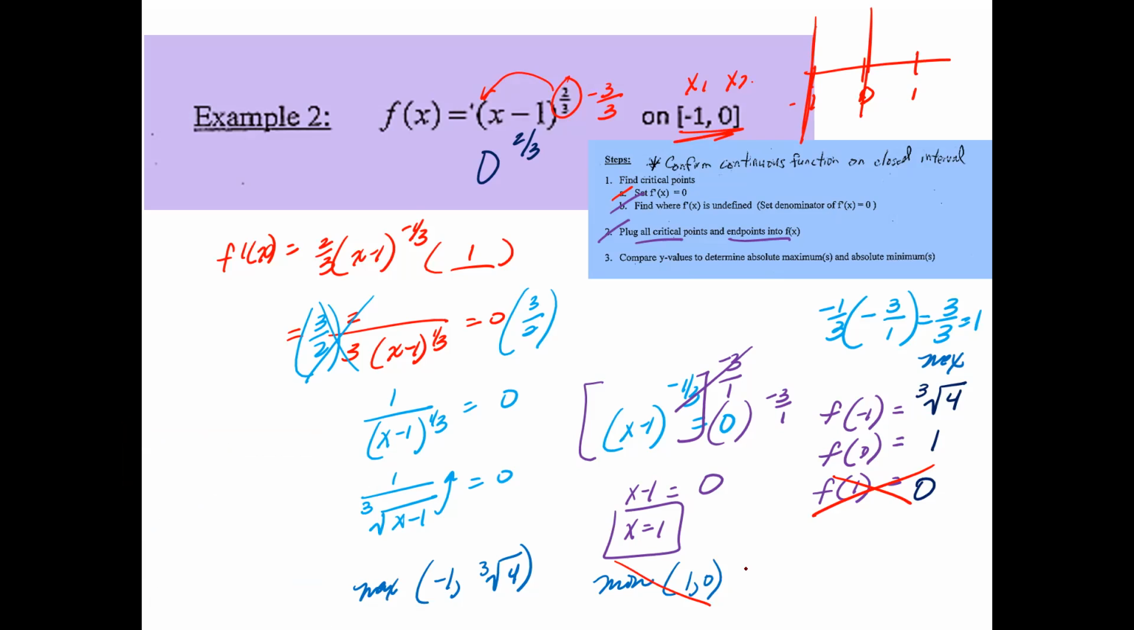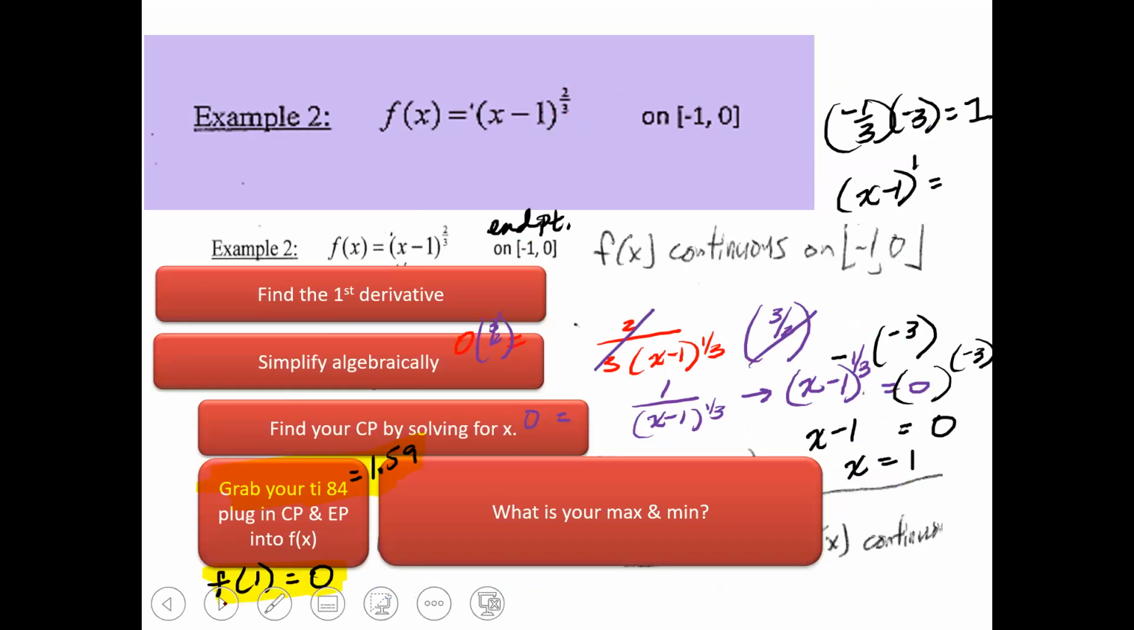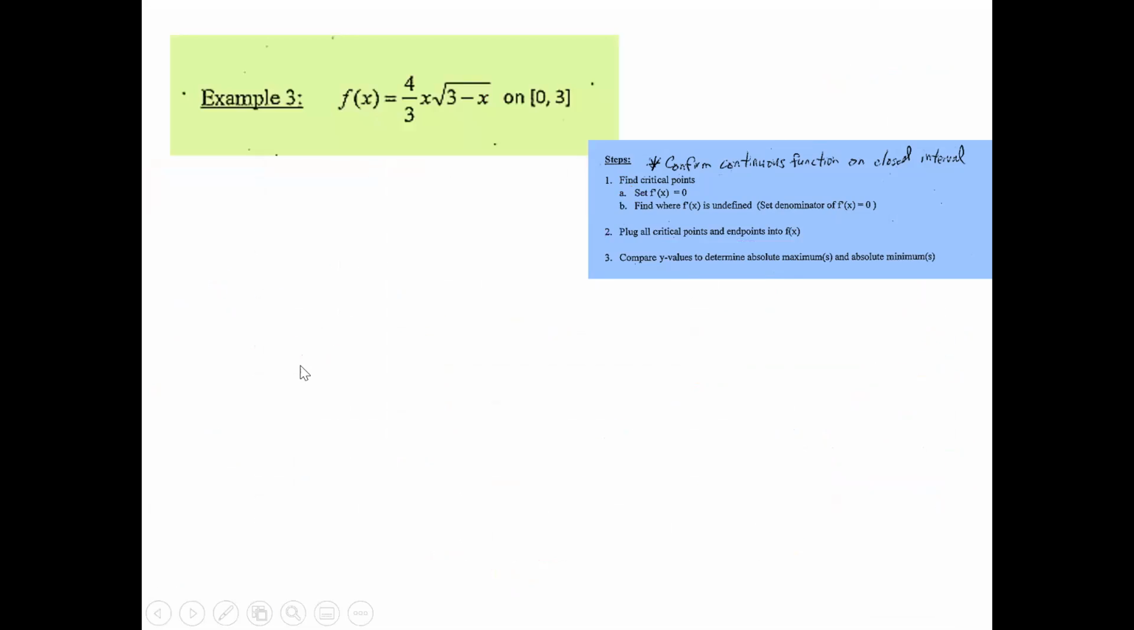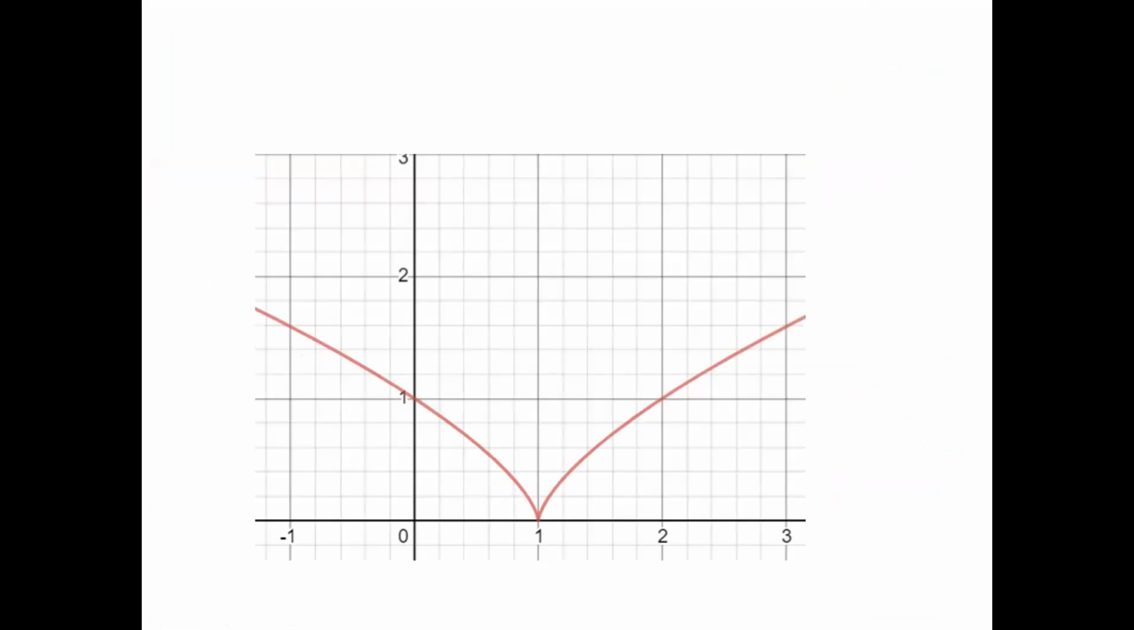So then essentially, this will be your absolute minimum, but because the window is restricted to 0, your minimum is going to be at 0, 1, which is right here. And that one was tricky. Yep. So anyways, that's your answer. So be careful with that. And if you want to graph it, this is what the graph will look like.